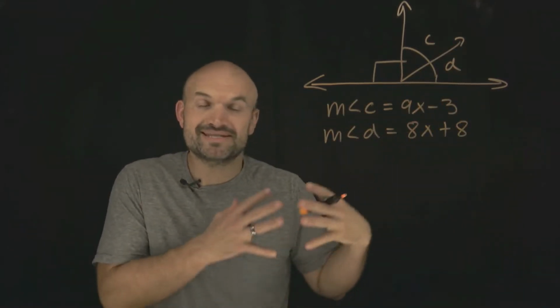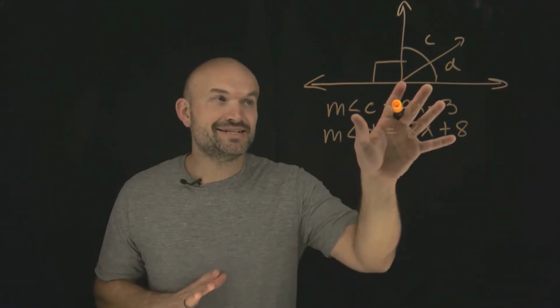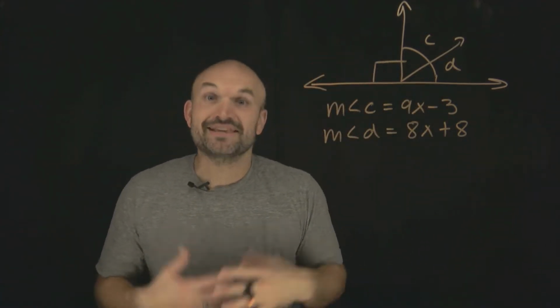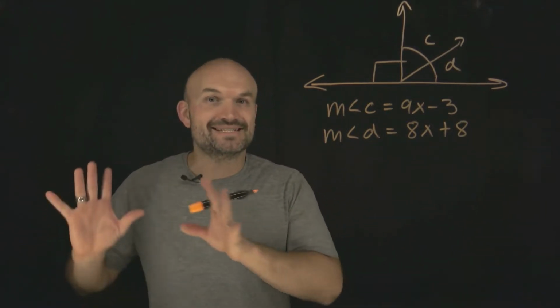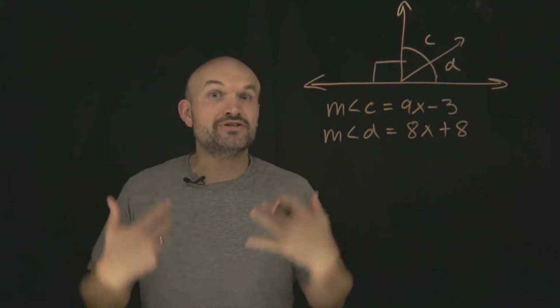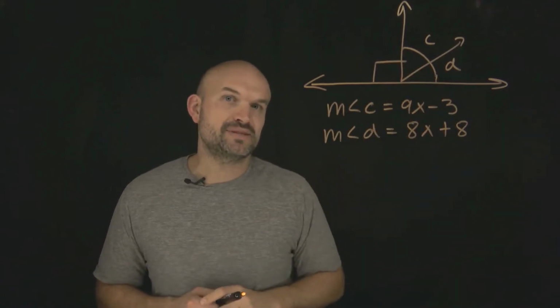A very common mistake that a lot of students will make when starting a problem like this is they'll say that C and D are equal to each other, right? Because it looks like C and D are equal to each other. But don't make that assumption. We can only work with stuff that we do know. So looking at this figure, what are some things that we do know?